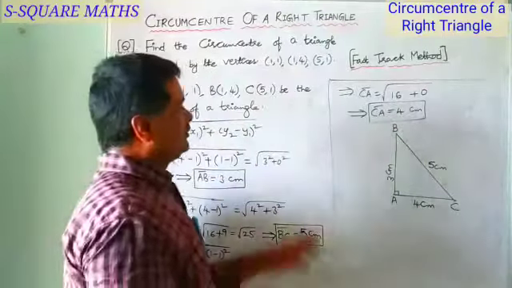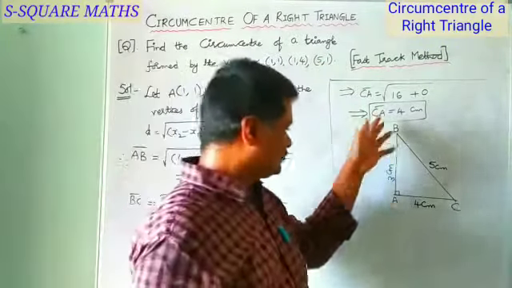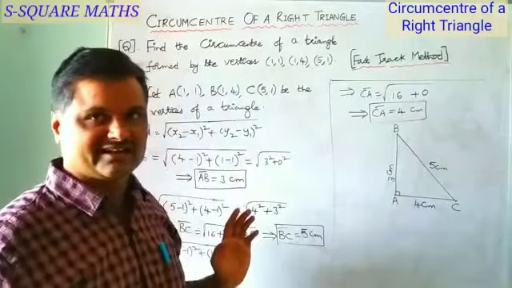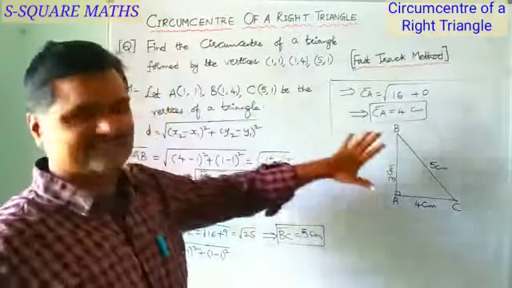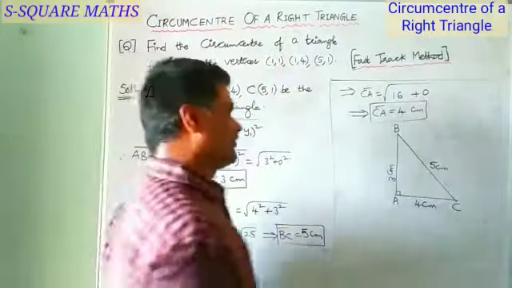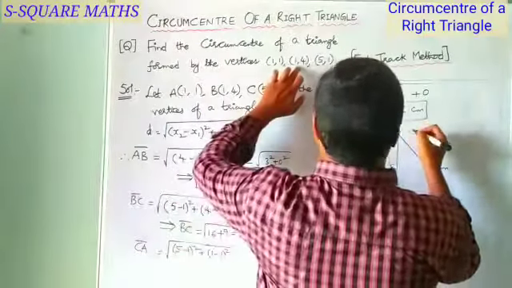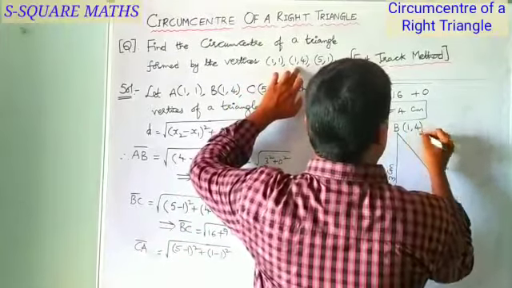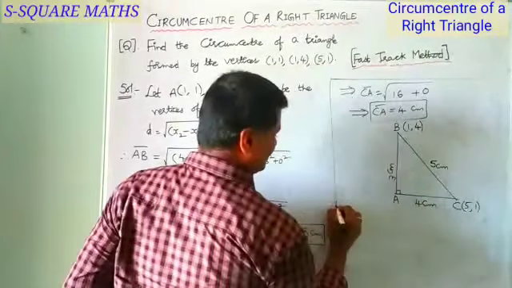So no need to find out each and everything. Since it is a right angle triangle, in our right angle triangle the circumcenter lies at the midpoint of the hypotenuse. Our hypotenuse is BC. The vertices are B (1, 4) and C (5, 1). So apply the midpoint formula.